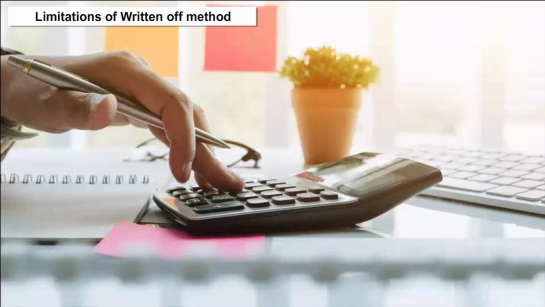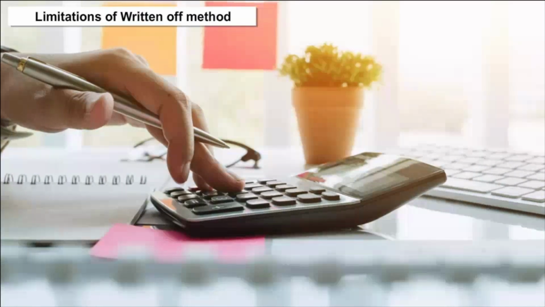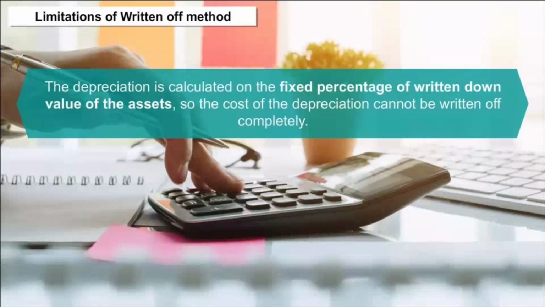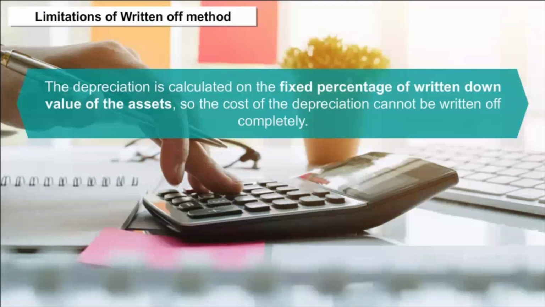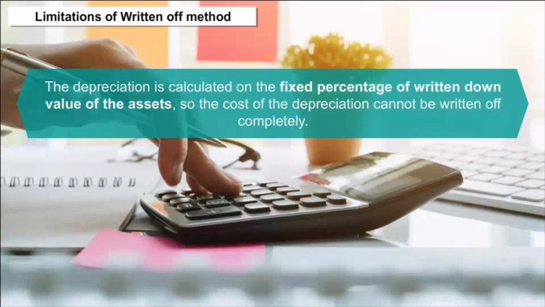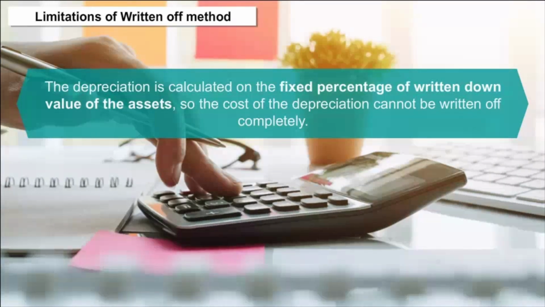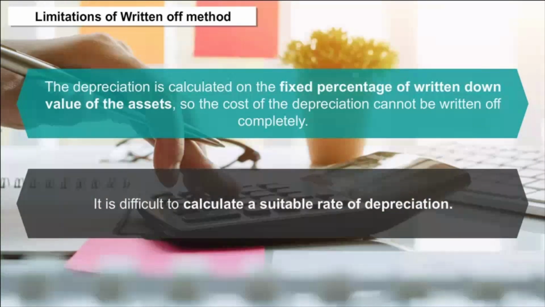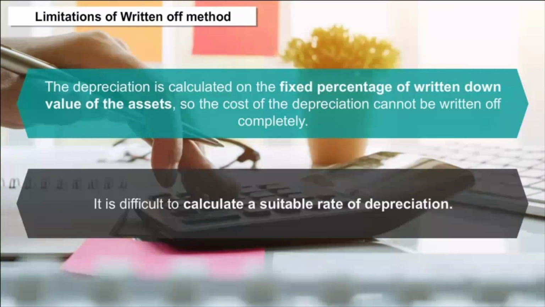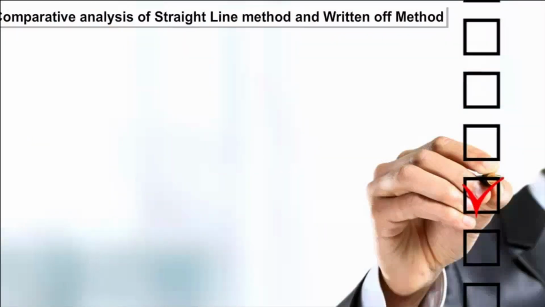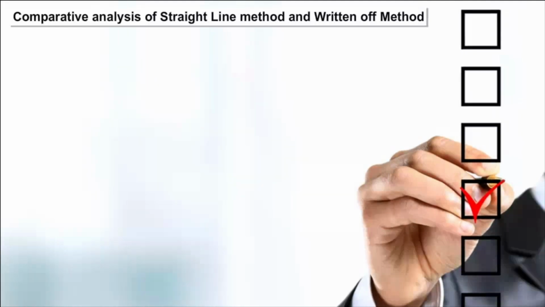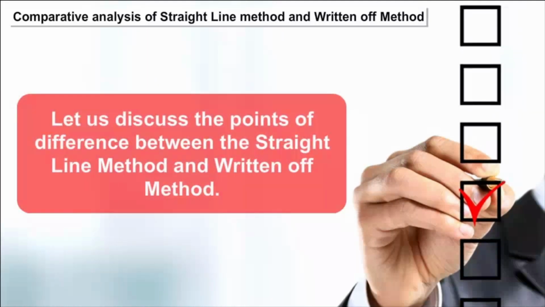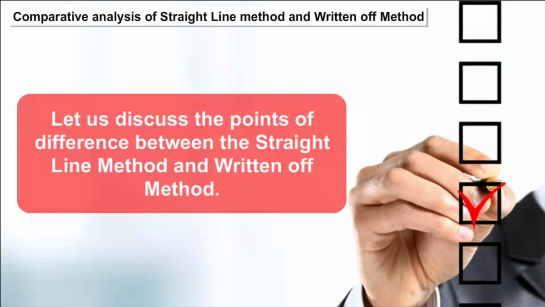As in this method, the depreciation is calculated on the fixed percentage of written down value of the assets, so the cost of the depreciation cannot be written off completely. It is difficult to calculate a suitable rate of depreciation. Comparative analysis of straight line method and written down value method. Let us discuss the points of difference between the straight line method and written down value method.